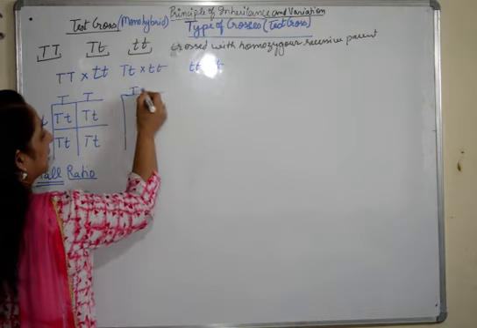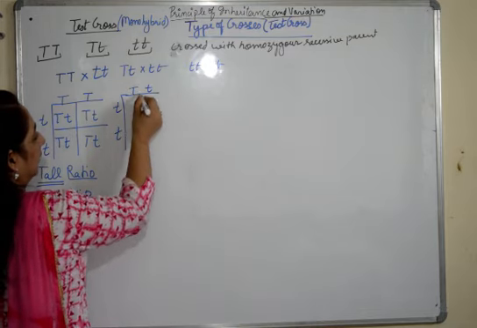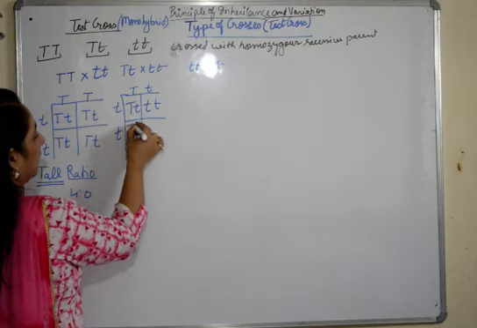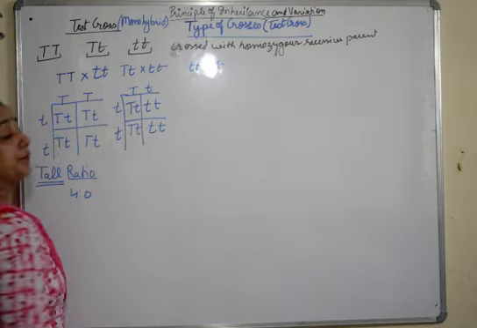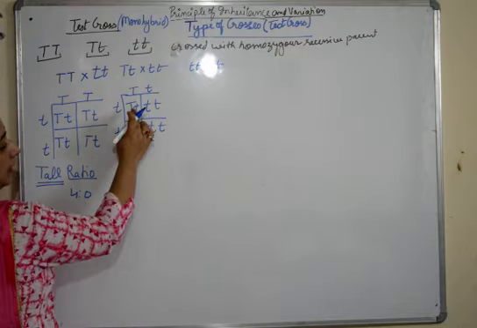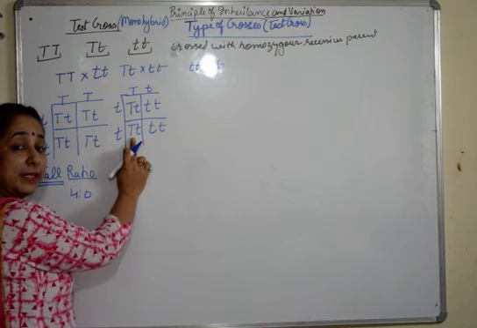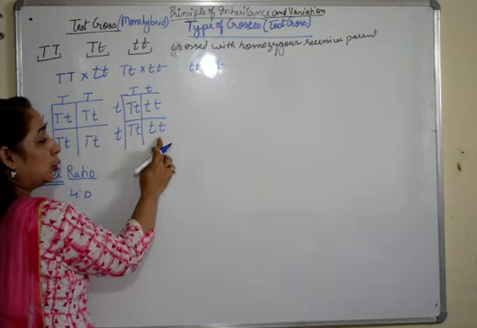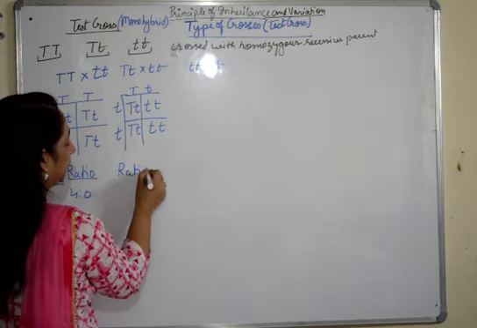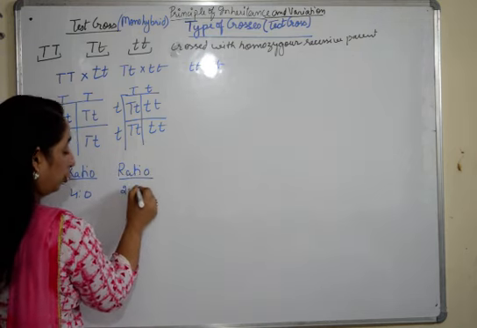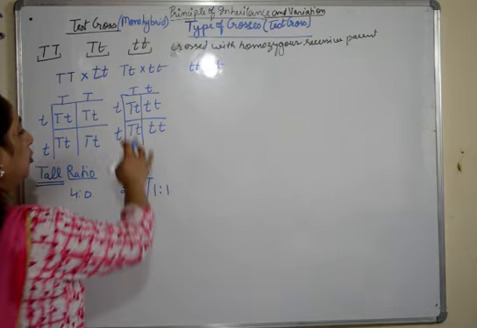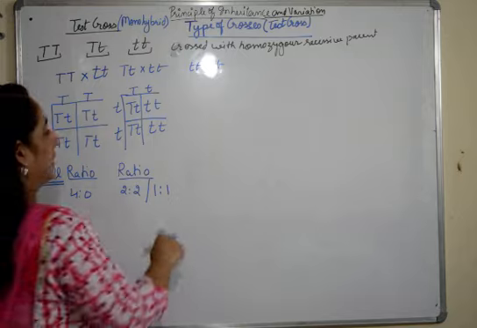Moving on to the next, write the different alleles here and then we will cross them. This is the result we get. Now when we get this result, we have two heterozygous dominant and two homozygous recessive. So the ratio would be 2:2, or if we simplify it, 1:1. That means two of these and two of these, so 2:2 ratio.